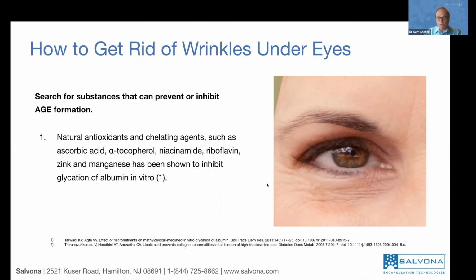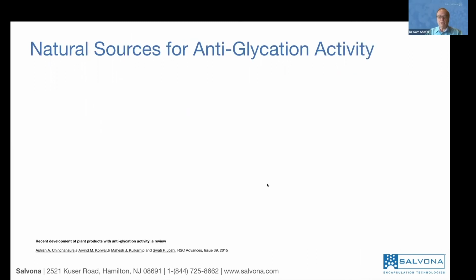Albumin is a different protein than elastin. And this was found in vitro. The reference is below. Another group found that alpha-lipoic acid combined with antioxidants like vitamin C and E can also have an effect on inhibiting the glycation process. But the glycation process will continue as long as we don't treat it in the right way. So these 2 references are highlighting the role of antioxidants. But we are looking for natural solutions, totally natural.